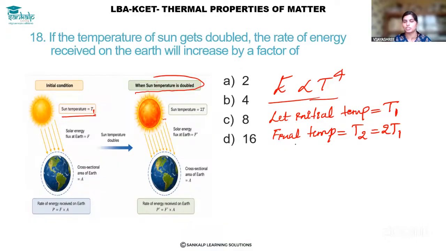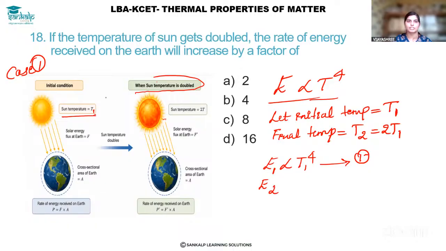So final temperature, initial temperature, done. We know the Stefan-Boltzmann law. So for the first case, let us call it case number 1. For case number 1, what is it? E1 is directly proportional to T1 raised to 4. Take it as equation number 1. E2 is for the second case. For this case, E2 is directly proportional to T2 raised to 4.